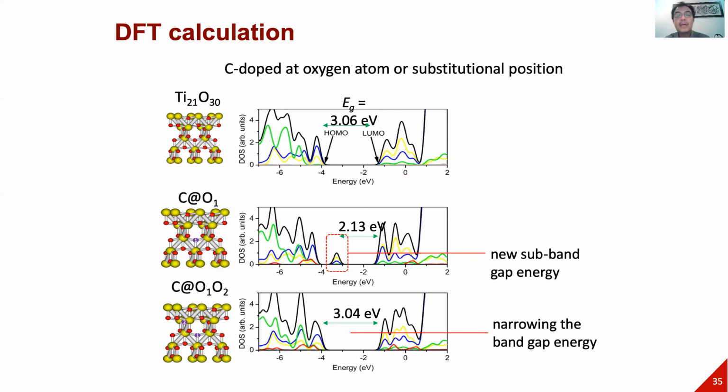So we analyze the band gap energy of carbon-doped titania using PDOS, and we can see that here the band gap energy is 3.06 electron volts. After the substitution of carbon at the titania lattice, the band gap energy was reduced because of the formation of the sub-band energy. However, substitution of carbon at a different position narrowed the band gap energy to 3.04 electron volts, but there is no creation of a sub-band energy.